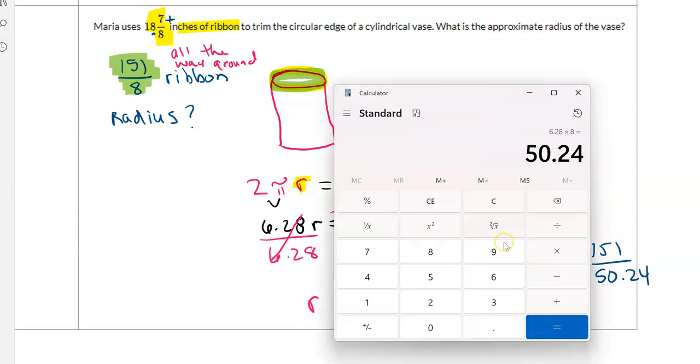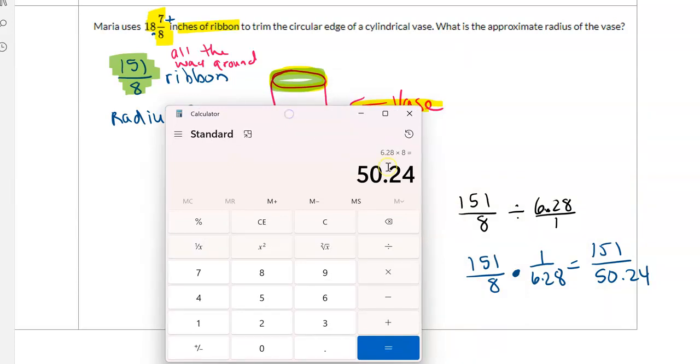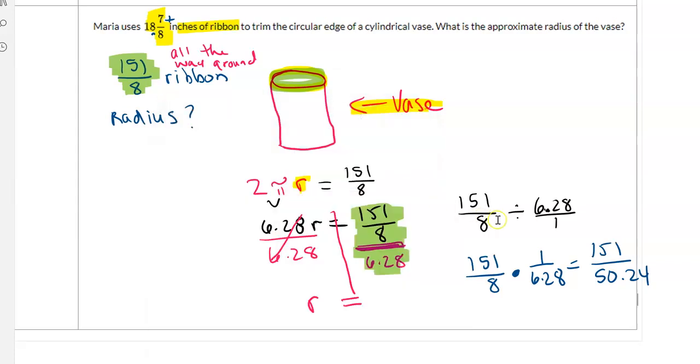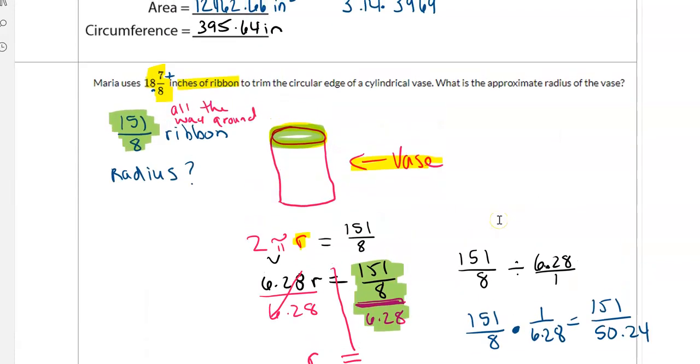Now we can do the math where we are going to do 151 divided by 50.24. And r is all of these numbers, but you know what? We're going to round and we're just going to say it's 3. So when we go up here to answer the question, what is the radius? The radius is 3 inches. So I should put inches there. Awesome. That's how you do that. Good luck with the practice.